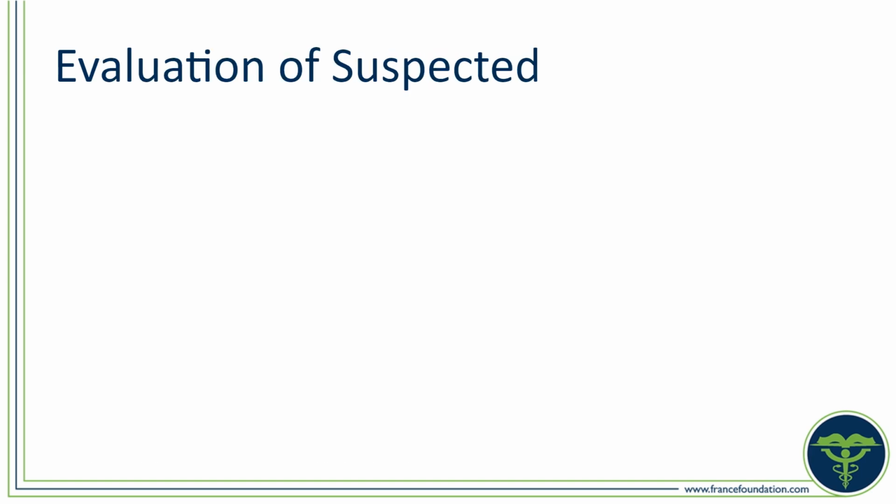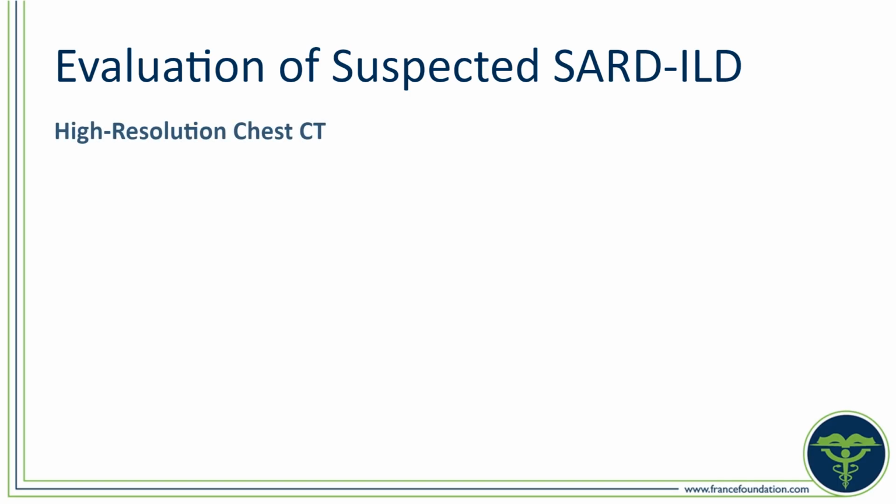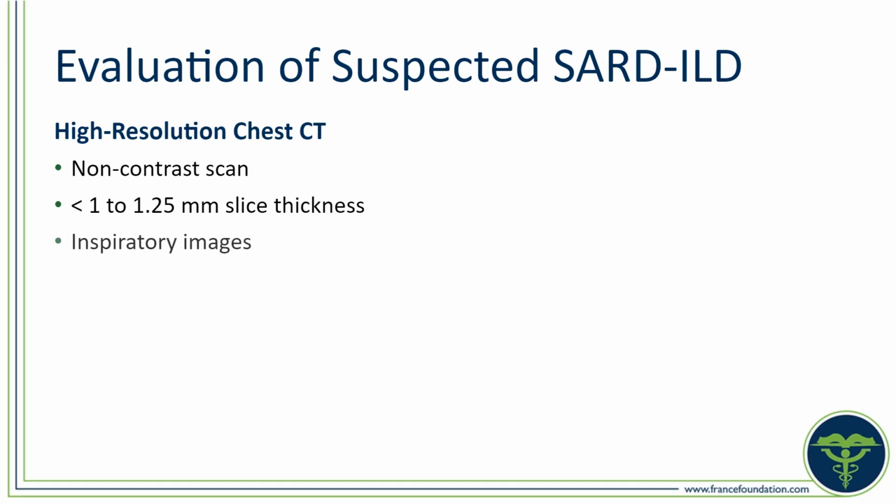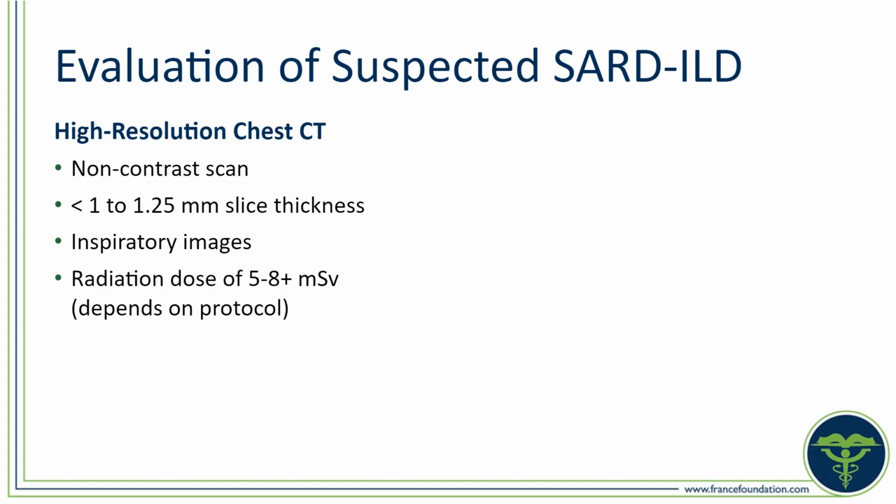Now let's take a closer look at the two recommended tests from this guideline. The first being high-resolution chest CT. Now, high-resolution chest CT is a non-contrast scan. And this is high resolution, meaning that we're trying to get slices that are less than 1 to 1.25 millimeters in thickness. These are inspiratory images, and occasionally we will also obtain expiratory images as well. The radiation dose of a high-resolution chest CT varies depending upon the protocol, but typically is in the range of 5 to 8 millisievert.